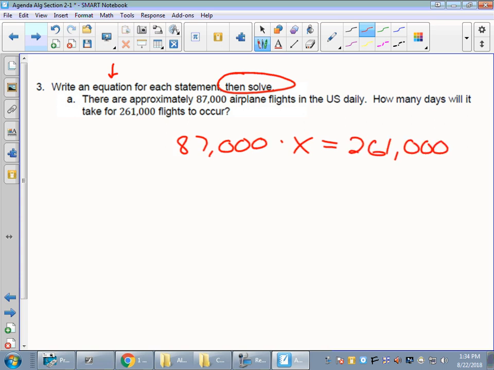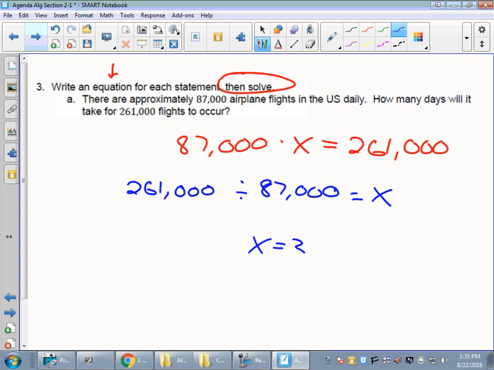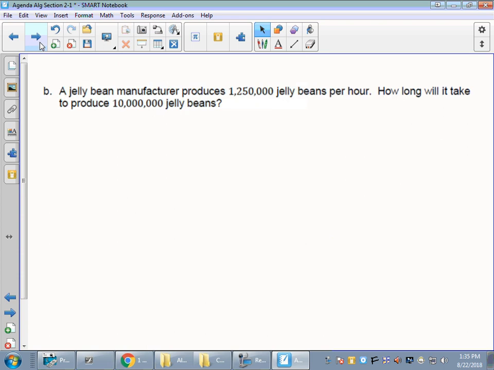Okay, that's one way to do it, and then you could solve by dividing by 87,000. But I think some of you guys are just going to go right to division, and you're going to say, all right, let's say this 261,000 divided by 87,000 equals x. That's what I'm guessing a lot more of you are going to do. So we can actually do that math in your calculator. We should get a nice round answer of 3 days. And there we have it. Okay, check my math. Sometimes I'm off on those. It happens even to math teachers and math geniuses.